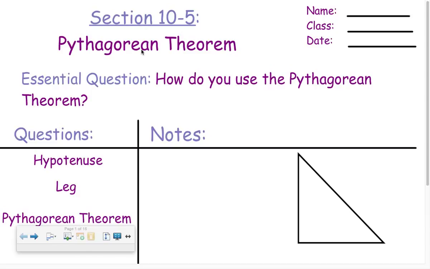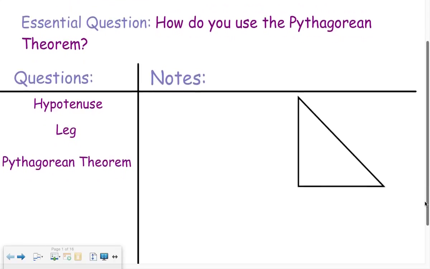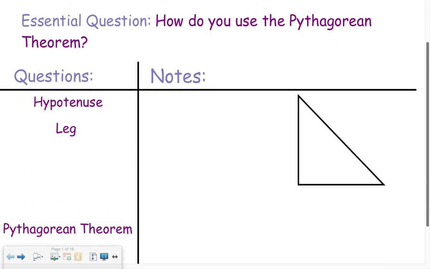Section 10.5 Pythagorean Theorem. Essential question: How do you use the Pythagorean theorem? There are three vocab words that we are going to need in order to be able to do the Pythagorean theorem. The first word is the hypotenuse.